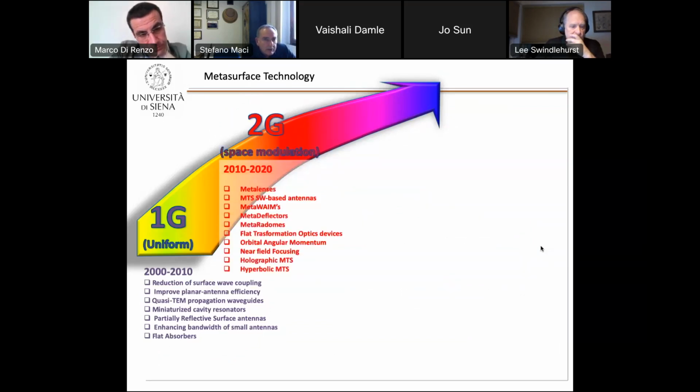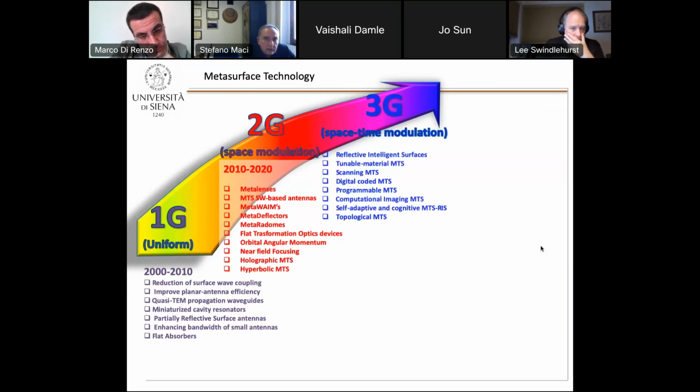In the second generation, the metasurfaces started to be modulated in space. In the third generation, the one we are facing today, they become intelligent, tunable, can scan, can be digitalized, can be programmable, and can also operate directly at the physical level some operations that become a sort of software-defined aperture, software-defined boundary conditions. There is a main issue today that we should face.